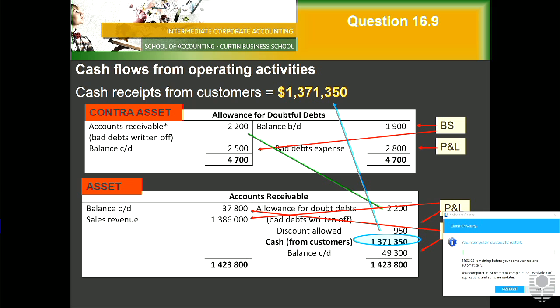Over the page on your cash flow that you've got in front of you on page 5, you can see we have got that figure. So we have reconciled that figure. So you can tick that off and say, okay, well, we know how we've calculated that. We've recreated our allowance for doubtful debts. We've recreated our accounts receivable. We've accounted for bad debts and discounts.